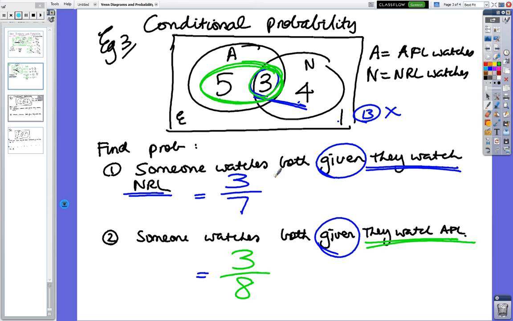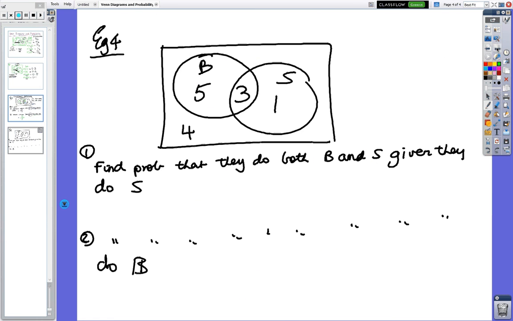I think we've got one more example to go. Can you have a go at this one? B and S are Bachelor and Survivor again. Find the probability. We've got the word given, and I'm just saving some lines. Given. Okay, so have a go. Come back when you're ready.